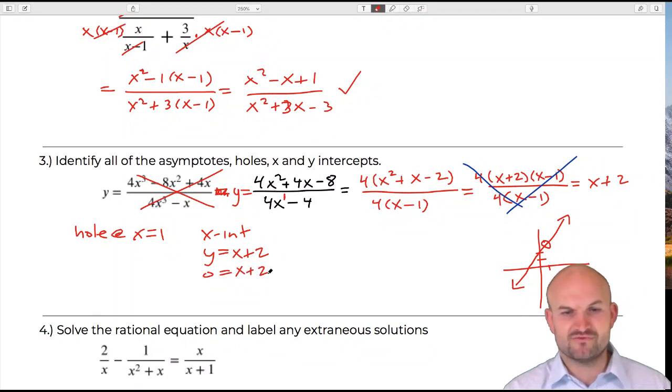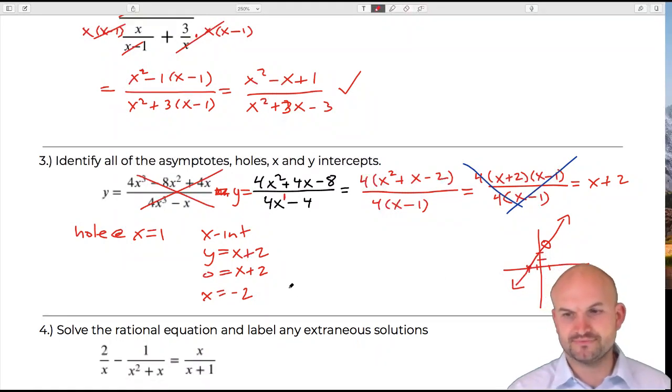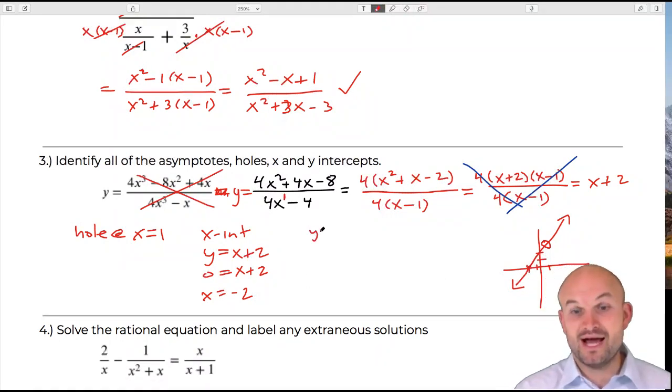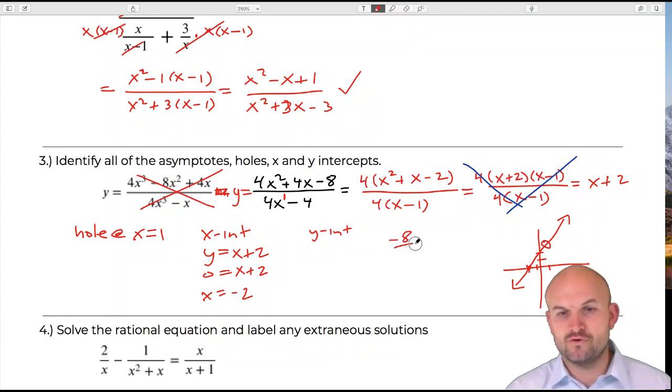And you can see the math is rather easy. X equals -2, which makes sense, right? Looks like it'd be right at -2. And as far as the y-intercept goes, that is when x is equal to 0, right? Which we said basically was constant over constant. And you can see -8 over -4 produces 2.